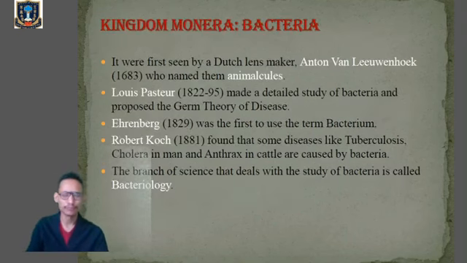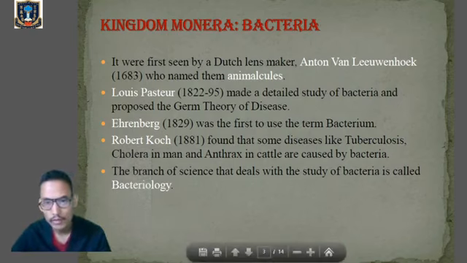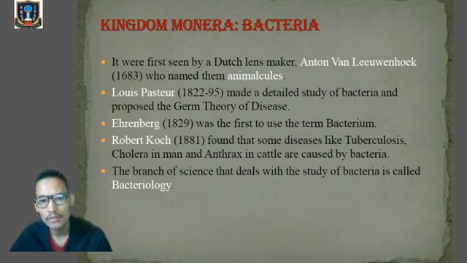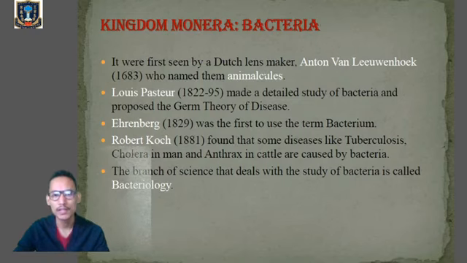Bacteria were first seen by a Dutch lens maker called Anton van Leeuwenhoek, who used to name them animalcules. Can you remember the name of the scientist? And this term, animalcule. So Anton van Leeuwenhoek was the one who first observed the bacteria.